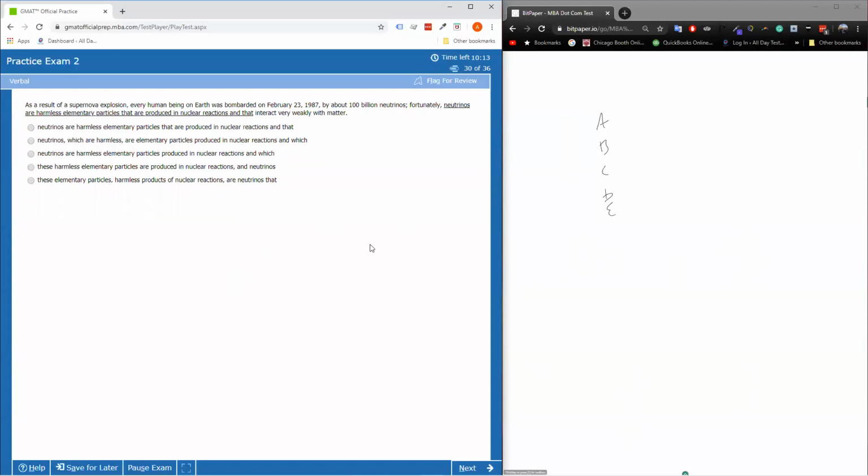As a result of a supernova explosion, every human being on Earth was bombarded on February 23rd, 1977 by about 100 billion neutrinos. Fortunately, neutrinos are harmless elementary particles that are produced in nuclear reactions and that interact very weakly with matter. Okay, maybe. Fortunately, neutrinos, which are harmless, are elementary particles.